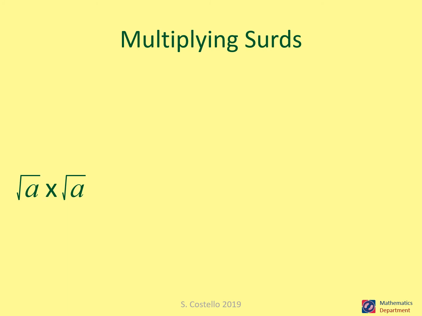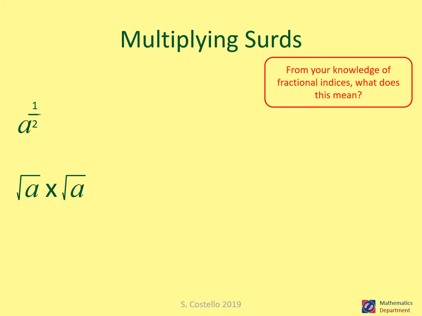Root A times root A. From your knowledge of fractional indices, what does this mean? A to the 1 over 2 is root A.